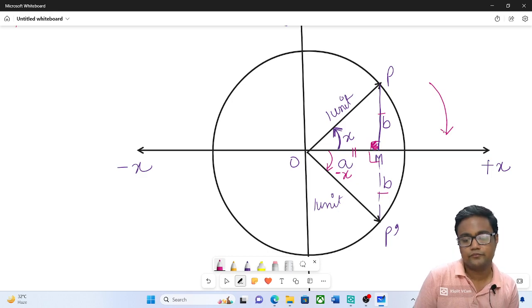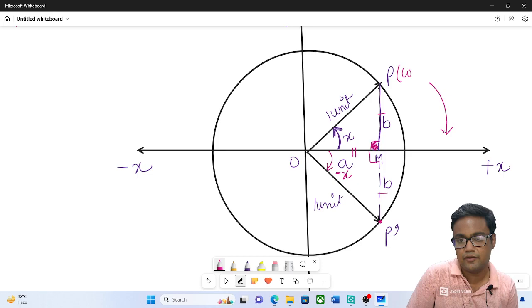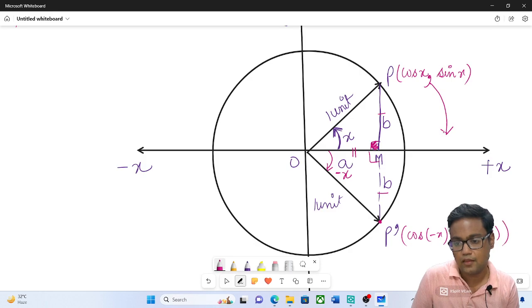So how do you realize this angle P? Before you understand P dash, you understand this P. I will write P's coordinates as cos x comma sin x. Then I can write the coordinates of P dash as cos of minus x comma sin of minus x. But further I can write the coordinates of P dash as, now try to understand, children, what I am doing.